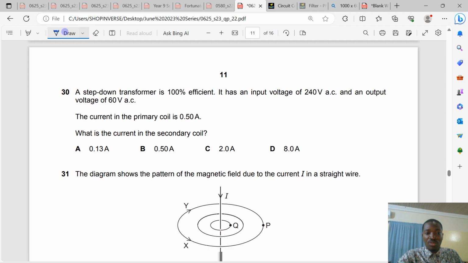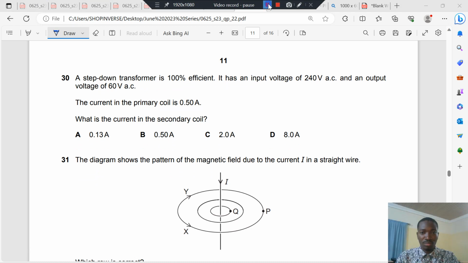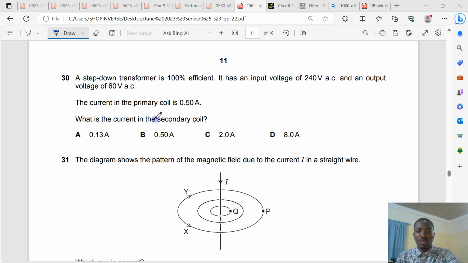All right. So question 30. A step-down transformer is 100% efficient. It has an input voltage of 240 volts and an output voltage of 60 volts. The current in the primary coil is 0.5 amperes. What is the current in the secondary coil?